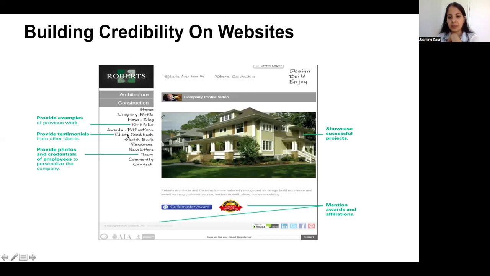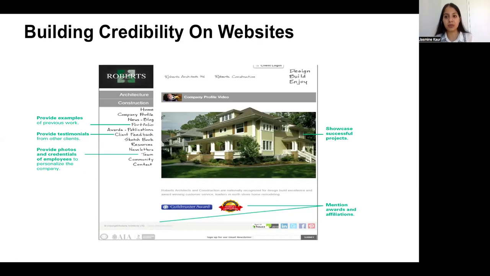So this is an example of a website wherein they have given a number of examples of their previous work. They have also provided testimonials wherein we share records of our customers who are happy with our product, and a number of other awards, affiliations, or sharing our employees' credentials in order to tell the other party how expert our employees of this company are and how they can help the audience in solving their problems. So this is how we build credibility.